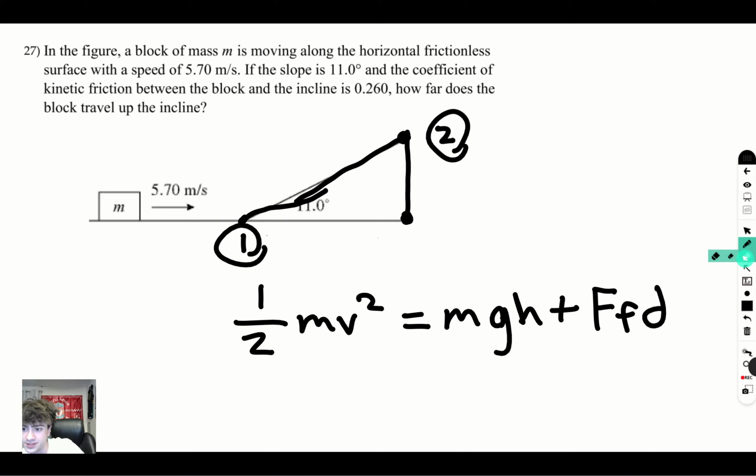Alright, so now that we have that, what I want to do is write h in terms of d. Since we know that this angle of 11 degrees forms our triangle, we can just say that this is our opposite side, this is our hypotenuse, and opposite over hypotenuse forms sine. So we'll have sine of 11 degrees times the magnitude of this length, which is just going to be d. So h can be written as d sine theta. So let's rewrite this equation here.